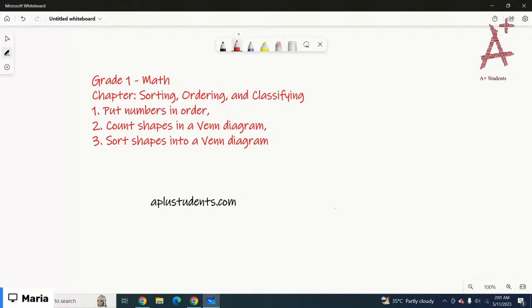We're going to start with the chapter sorting, ordering and classifying, and the lessons we're going to cover today are put numbers in order, count shapes in a Venn diagram, and sort shapes into a Venn diagram. So let's just start with the lesson sorting, ordering and classifying.